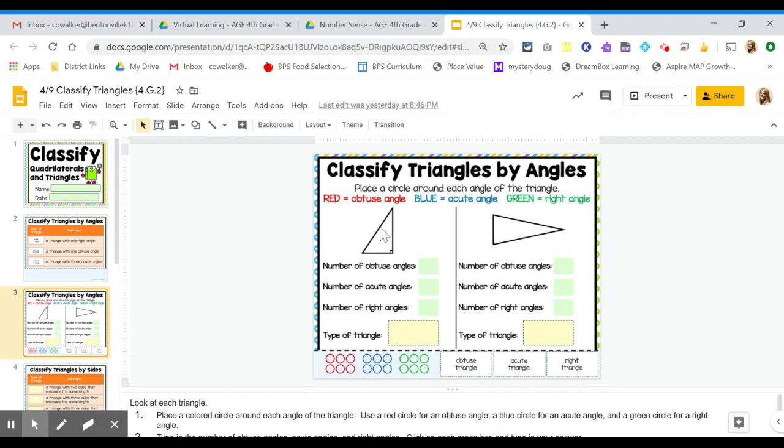So if you remember, all obtuse angles should be red, acute angles should be blue, and green angles should be right angles.